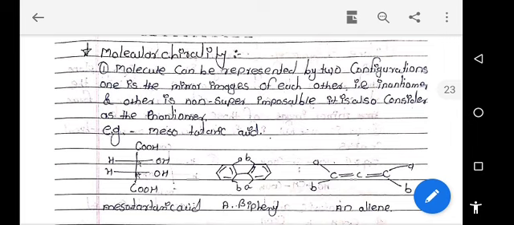Chirality is also an important concept. In chirality, we understand that chiral molecules are those which have four different groups attached to the same atom. But an atom can be identified as chiral by its four different groups, while a molecule can be identified by its structure. The molecule can be represented by two configurations. One is the mirror images of each other, that is enantiomers, and the other is non-superimposable, which is also considered as enantiomer.